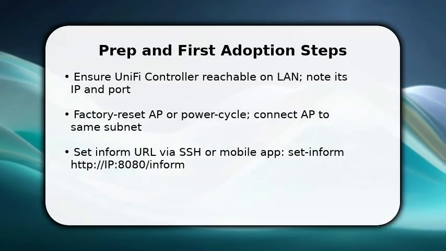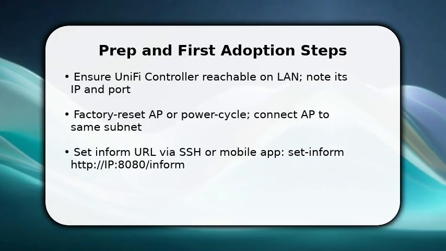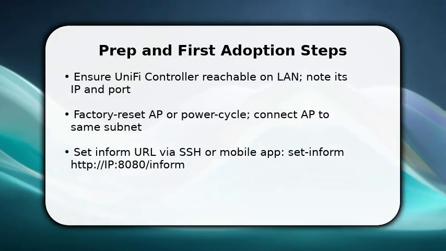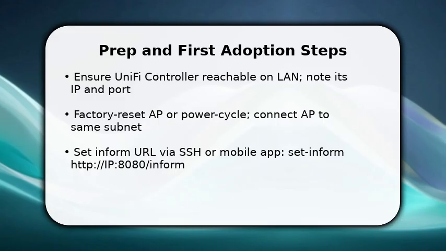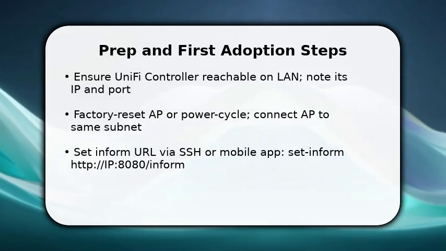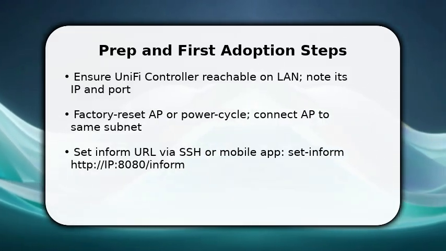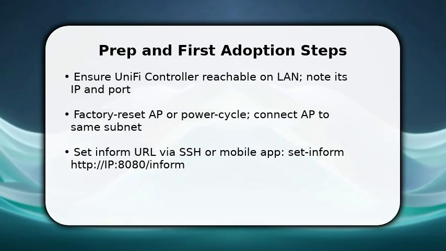Next, set the AP's inform URL, either SSH to the AP and run the set-inform command, or use the mobile app's provisioning option, because telling the AP where to call home is the core first actionable step.